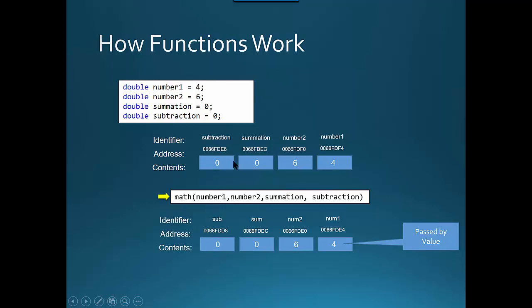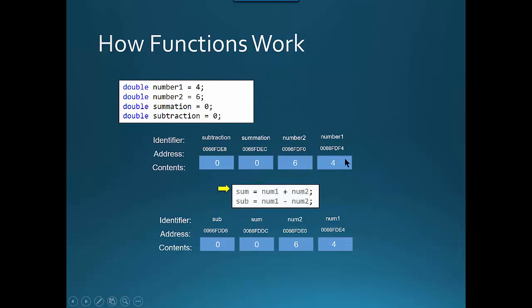So the arguments that you're passing in the calling statement, the values of those variables are copied into the parameter variables in the function. So these are copies. And you can tell they're copies because they have different memory addresses.